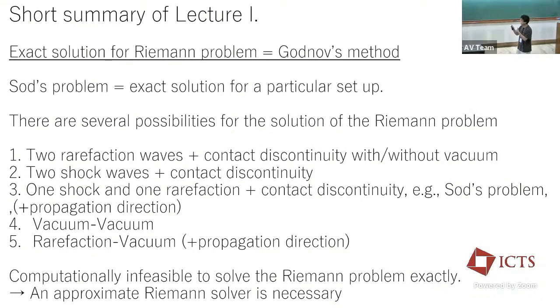But you have the freedom for the propagation directions. Yesterday, given the initial condition I explained, you had a left-propagating rarefaction wave and a right-propagating shock wave. But this direction is determined by the initial conditions in your simulation. Maybe you may have a right-propagating rarefaction and a left-propagating shock in your simulations. Also, there is a possibility of a vacuum state, which means if you start from the vacuum, it is going to be vacuum as well. Or you may have a rarefaction into vacuum, and you also have freedom for the propagation directions.